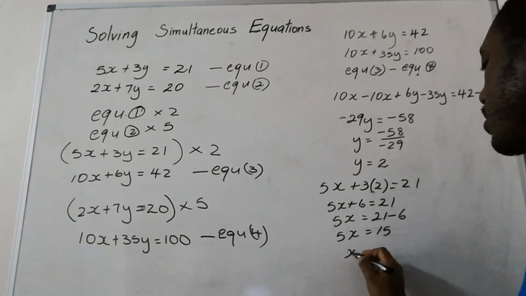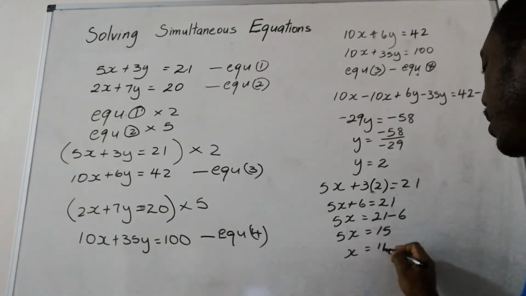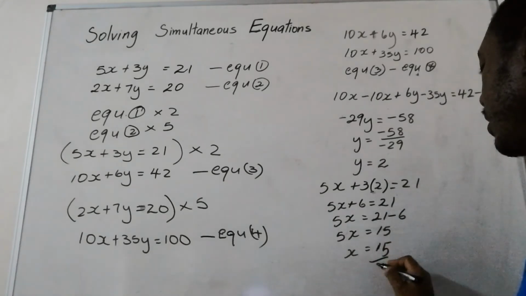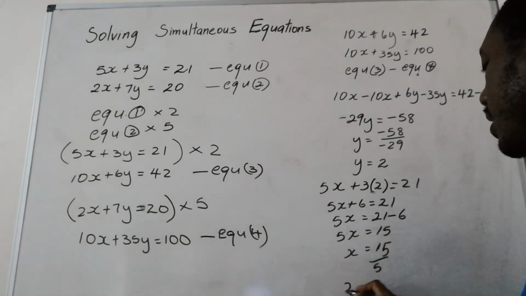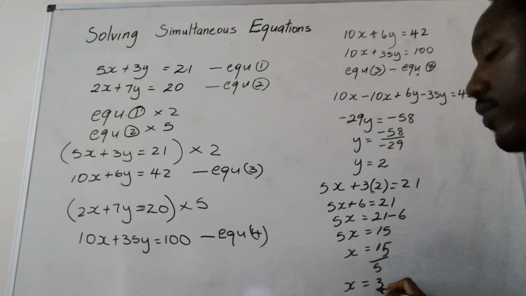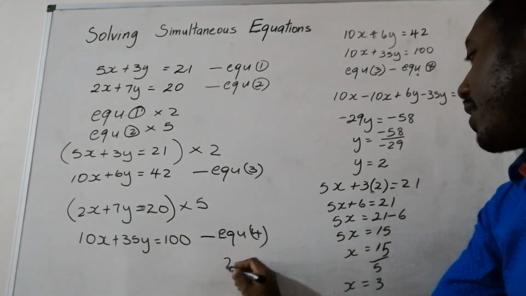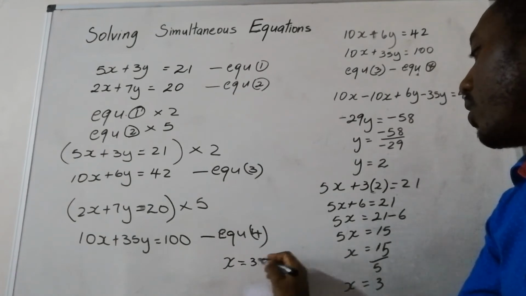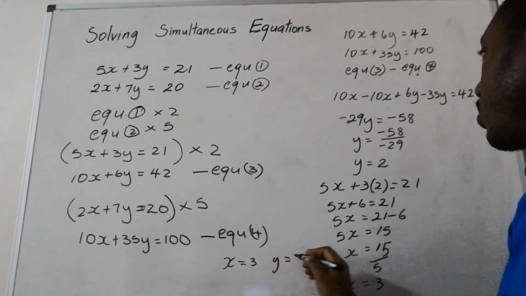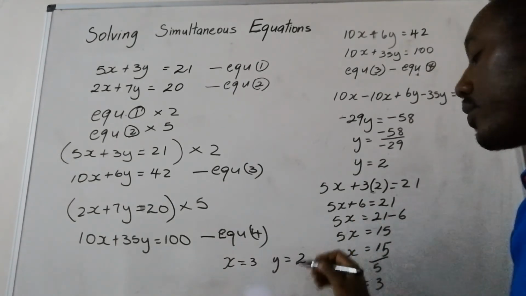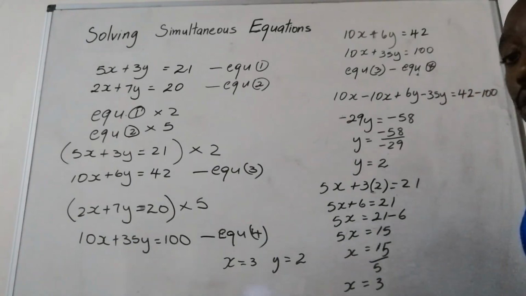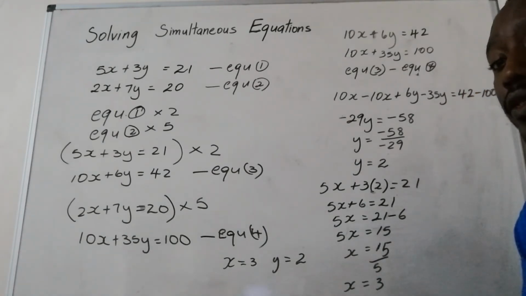So therefore, x will be equal to 15 divided by 5. x is equal to 3. Right? x is equal to 3. So our answers are x is equal to 3 and y is equal to 2. And there we have it. We will solve one more.